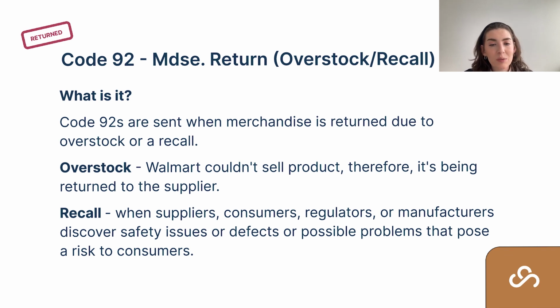And then recall is when suppliers, consumers, the different regulations placed on your type of category, or manufacturers discover safety issues or defects, or even a possible problem that poses risk to consumers. The one that's made recent headlines is the listeria in deli meats. So if you're making any charcuterie boards right now, go ahead and check that out, because there has been a major recall. And those specific suppliers are probably seeing some code 92s coming their way.